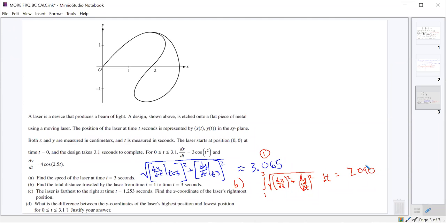There are units, centimeters, but it didn't ask for units. And that was worth 2 points. 1 for the setup, 1 for the number. Everybody good with part B?